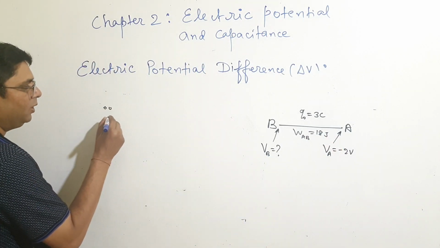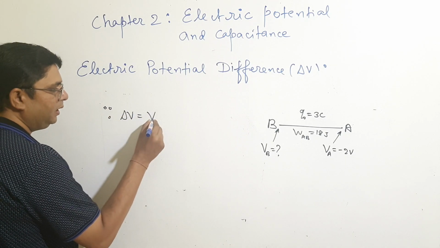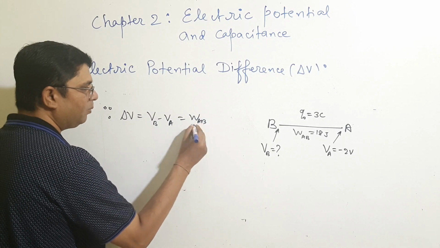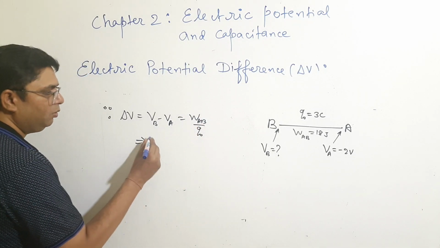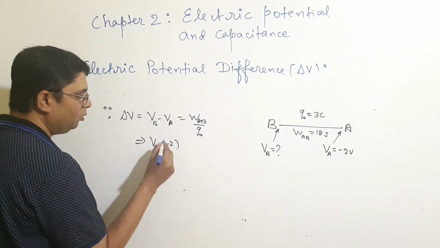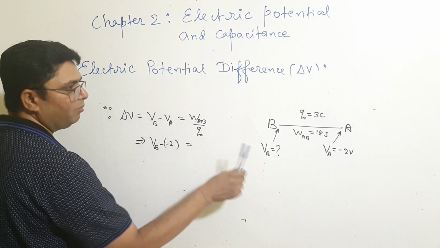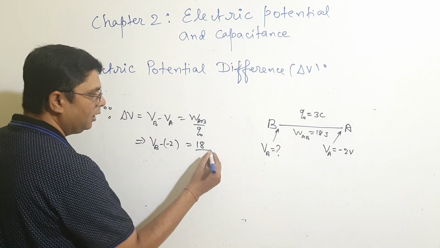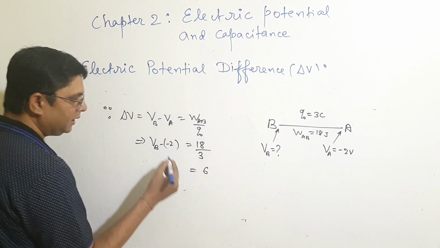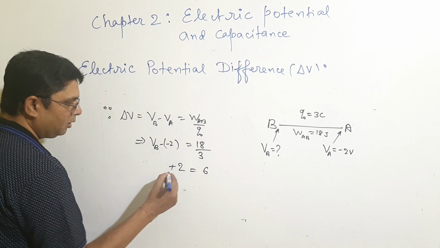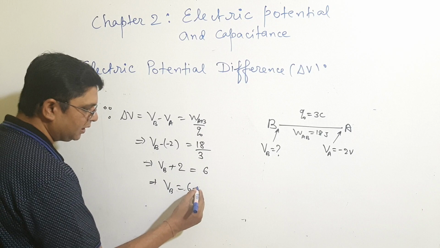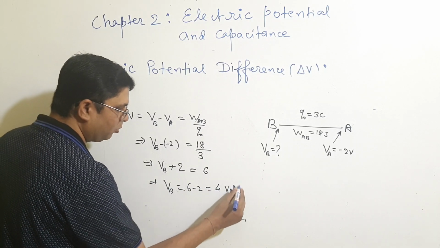So we have the formula delta V equals VB minus VA, which is equal to W A to B upon Q naught. Substitute the values. VB we don't know, VA is minus 2 volt, and work W AB is 18 joule, and charge Q naught is 3 coulomb. Divide it, it comes to be 6, minus minus plus 2, this is VB. So VB is equal to 6 minus 2, which is equal to 4 volt.